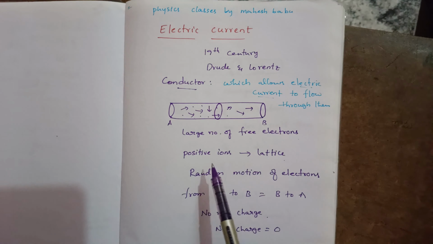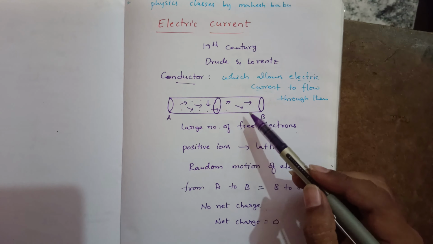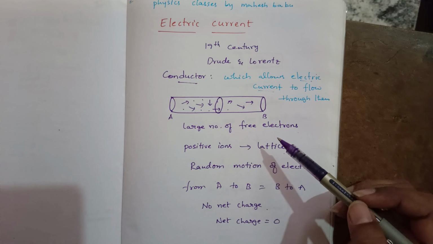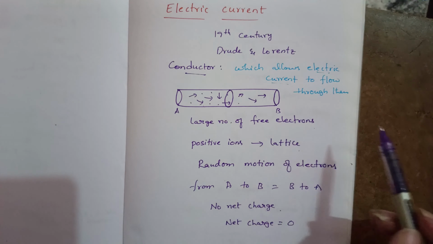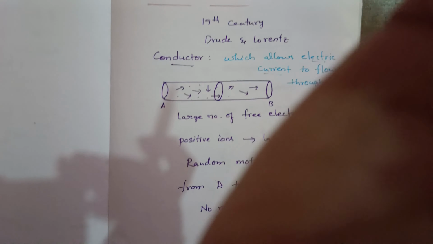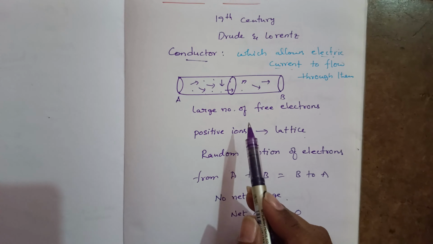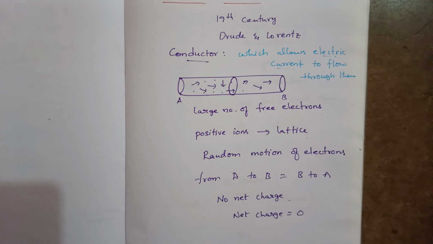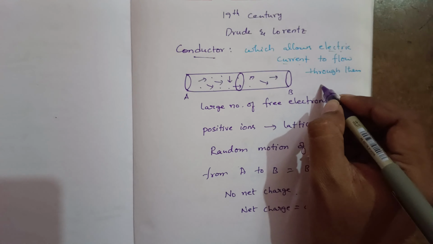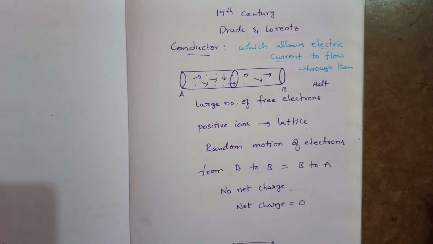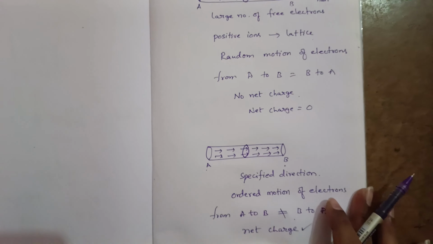Now when the conductor is in open circuit, electrons are able to move freely. When they are moving, they collide with lattice ions. During collision, the electron loses some of its energy, and sometimes it loses its total energy. So it may come to rest or halt.